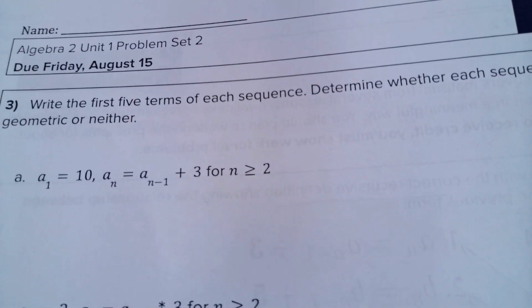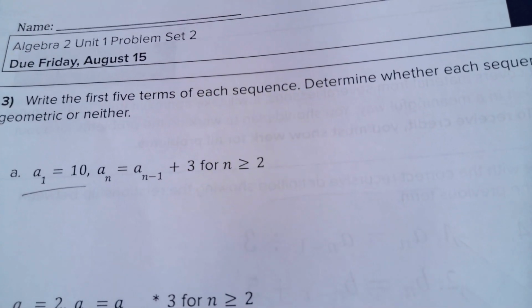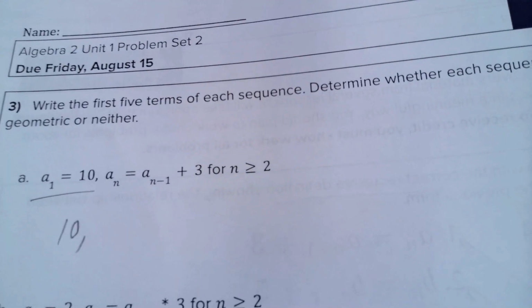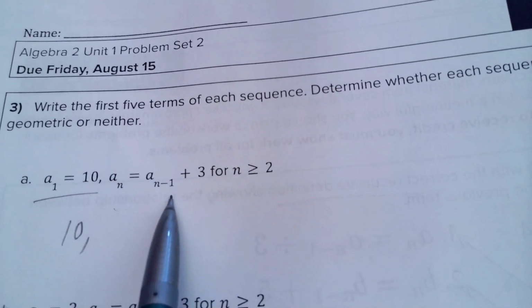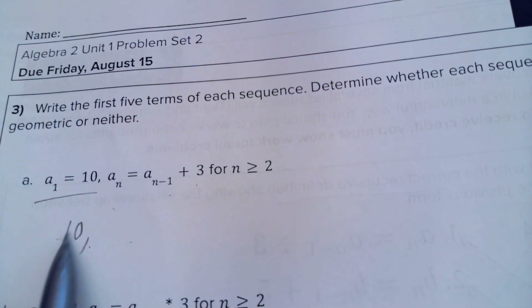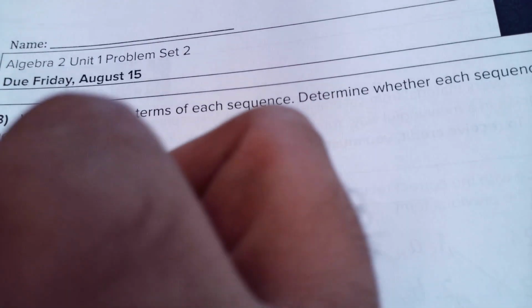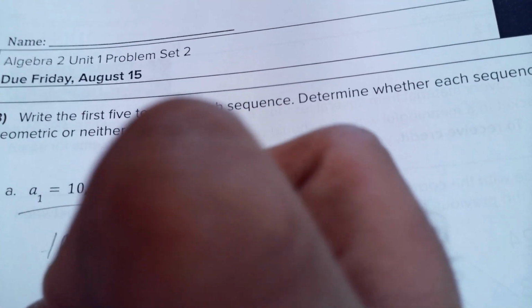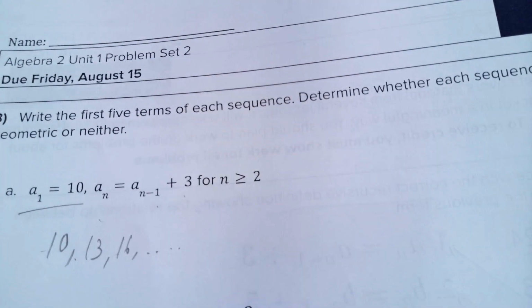Let's start reading, okay? A of 1 equals 10. Just by knowing that I know my first term, which is 10. After that, you can say each new term is taking the previous term and adding 3. 10 plus 3 is 13. 13 plus 3 is 16, and so on.